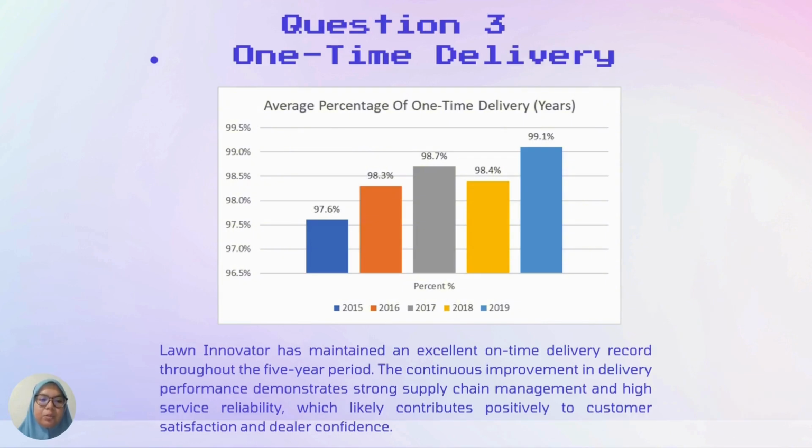91%. Lawn Innovator has maintained excellent on-time delivery records throughout the 5-year period. The continuous improvement in delivery performance demonstrates strong supply chain management and high service reliability, which contribute positively to customer satisfaction and dealer confidence.